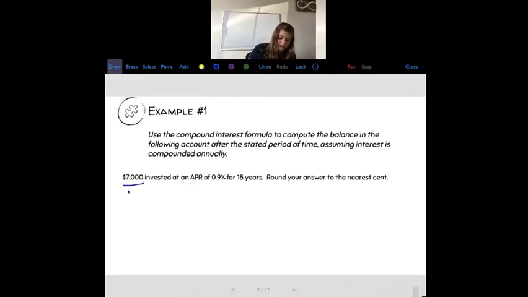So $7,000 is our principal. Our APR as a decimal is 0.009. It's compounded annually, so that means n is equal to 1. It's going to compound once during the year. And 18 years is our y value. So we plug this into the formula.